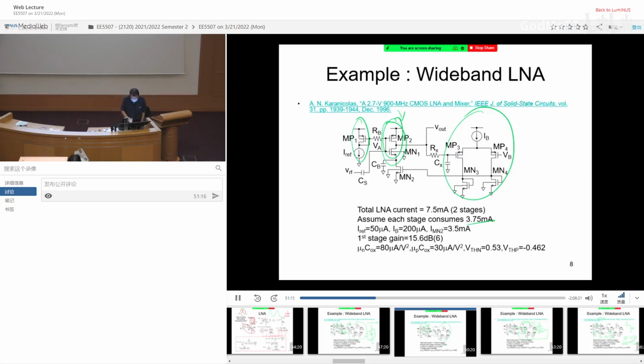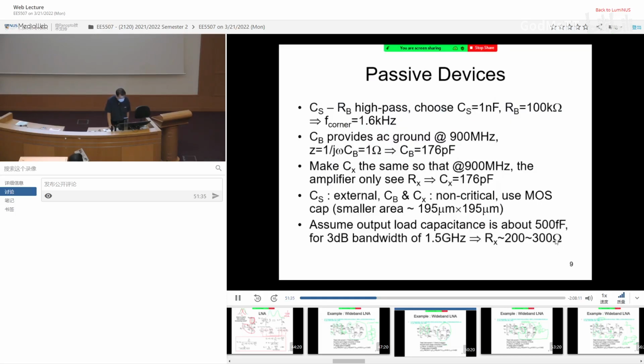And then according to the paper, every stage will give you about 15.6 dB. That turns out to be a gain of 6. A gain of 6. And these are just some of the parameters that I extracted. I don't know the technology, I think it is 0.6 or 0.35 micron. Okay, something like that.